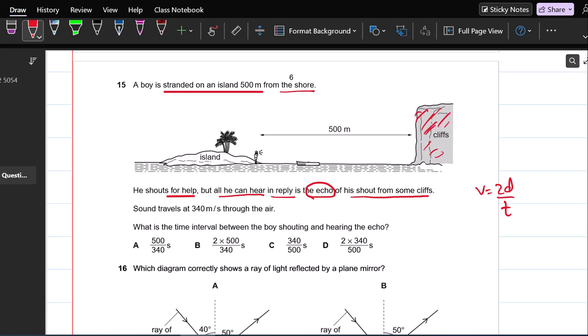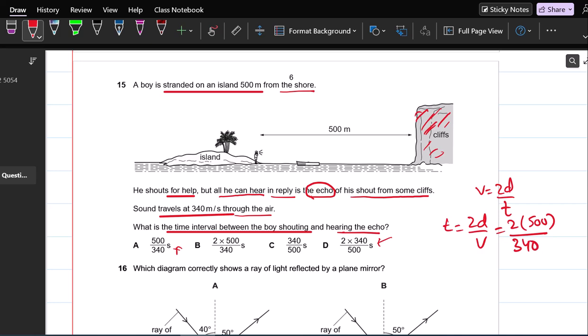You can say sound travels at this speed in the air. So the speed is given. What is the time interval between the boy shouting and hearing the echo? We are not supposed to calculate in the options. We have to give the equation in numerical form. So the time we have to find will be 2D/V, so 2 times 500 divided by 340. Do we have this option? Yeah, it is B. B is here, right.